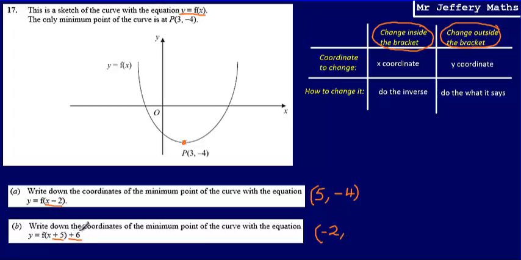Then this second change has occurred outside of the bracket, so outside of this bracket here. This change has happened outside the bracket, and that means we are going to change the y coordinate, and we are going to do what it says. So we're going to take that y coordinate, negative 4, and add 6. So minus 4 add 6 will give us an answer of 2. So final answer for A, (5, -4). Final answer for B, (-2, 2).